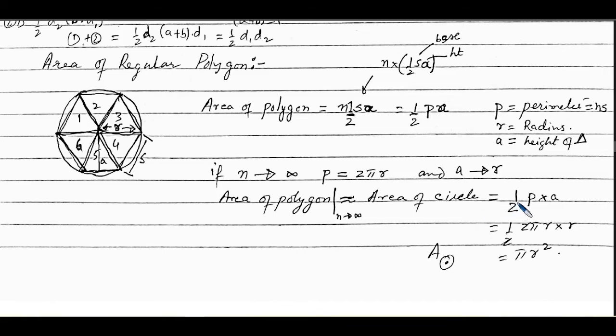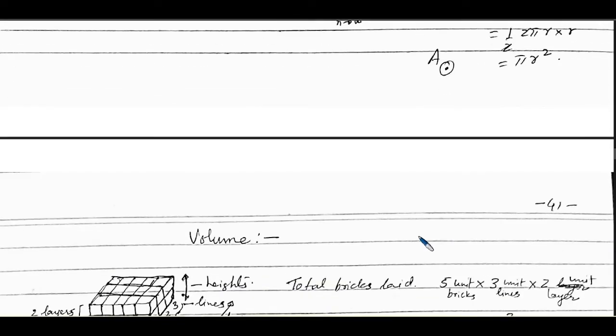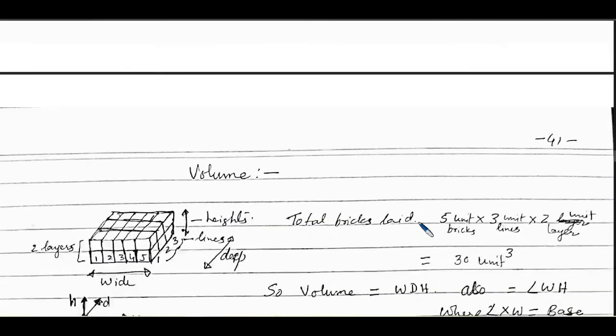And the area of this polygon is half times p times a. Here p is nothing but the perimeter, or circumference, which is 2 pi r. I cancel this 2, and I get pi r square. So geometrically, using the idea of a polygon, I can get the area of a circle. So we proved the area of a circle in 3 different ways.